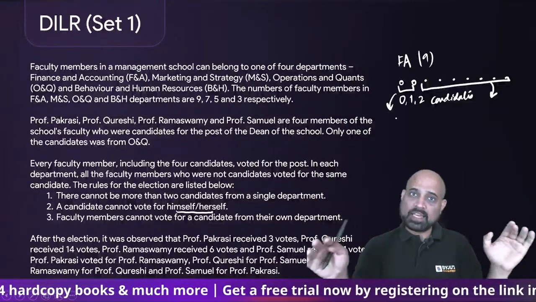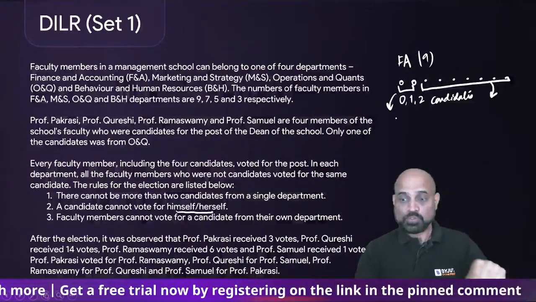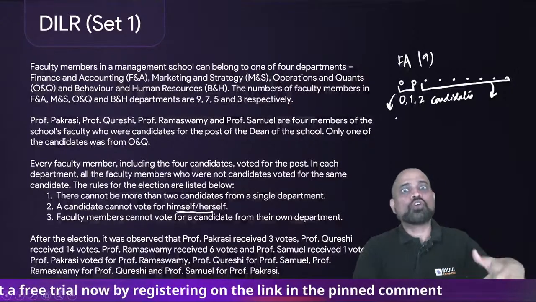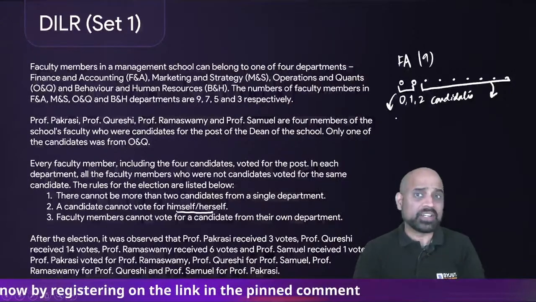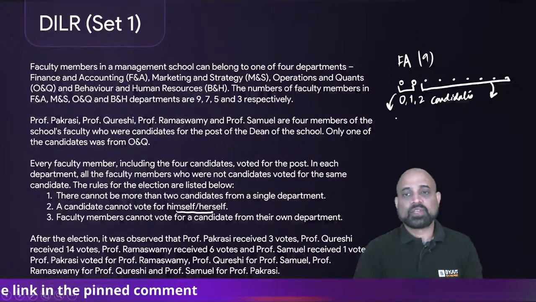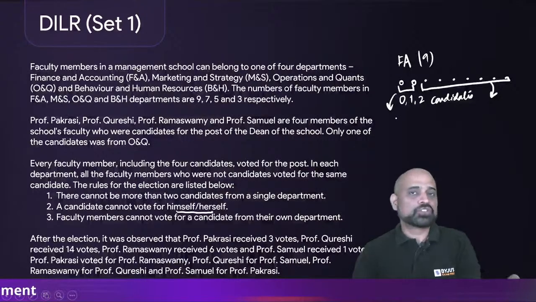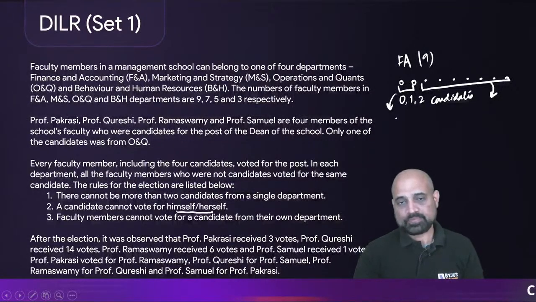Members are different, candidates are different. Candidates are those who said that I will contest the election, and members are the people who are following, the people who are not contesting. The people who are going to vote, right? After the voting process, it is known that these professors got this many votes.